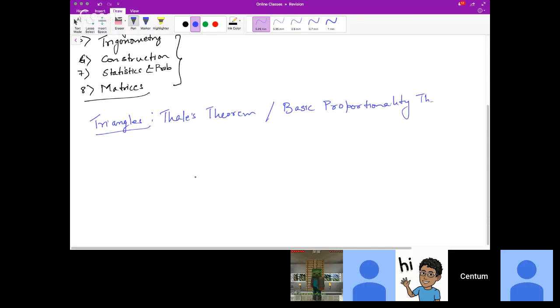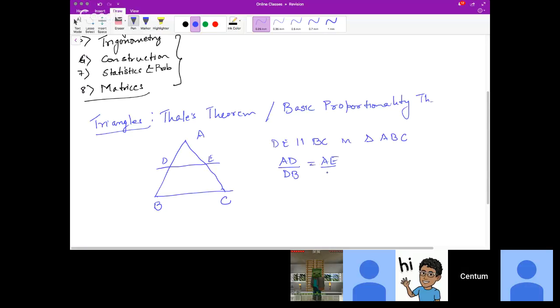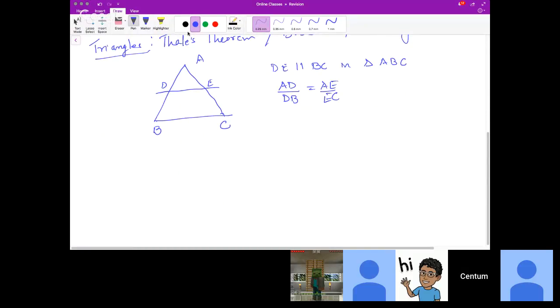Thales theorem said that if you have a triangle ABC, and if a line is drawn parallel to one side of the triangle, let's say BC is the side, and I am drawing a line parallel to BC, so we say DE is parallel to BC in triangle ABC. Then by the basic proportionality theorem, we learned that AD upon DB is equal to AE upon EC. This was the first theorem which we learned, which is called Thales theorem. Now, do you remember how we proved that?